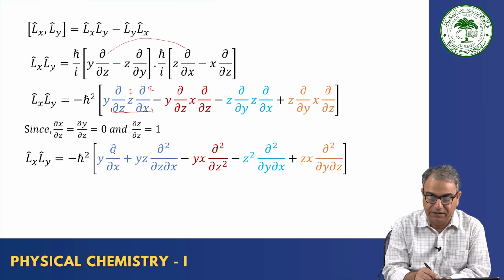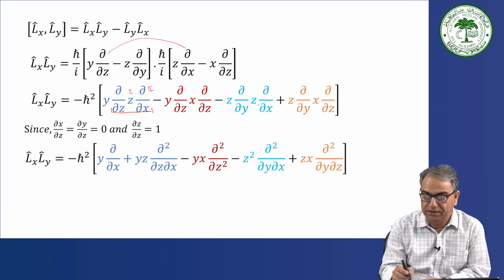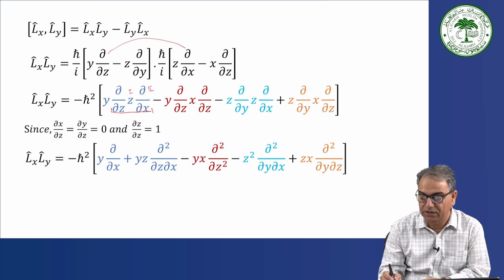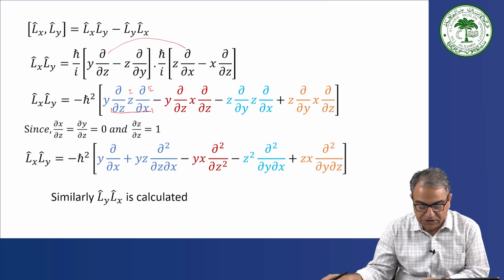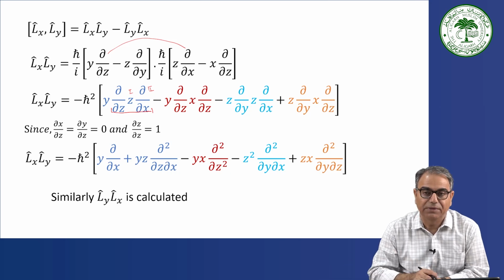If you use these, the relationship which you get is that from the first term you get these two terms, y del by del x and y z del square by del z del x. Then from the other terms you get these values, yx del square by del z square, z square del square by del y del x, zx del square by del y del z. That you can do, you have done differentiation. So from the first and second term, you get the Lx Ly value we obtained. Similarly, the Ly Lx value can be calculated.